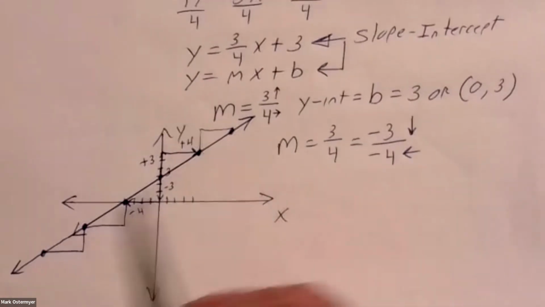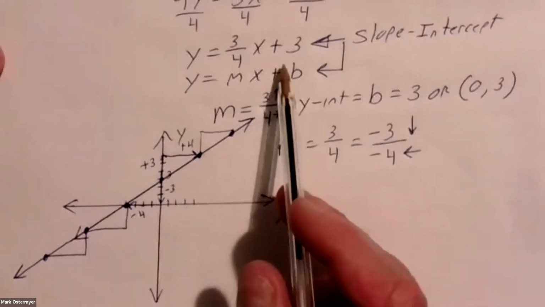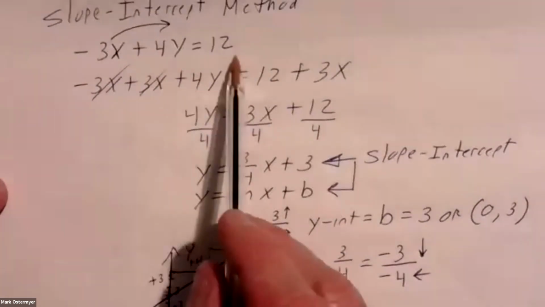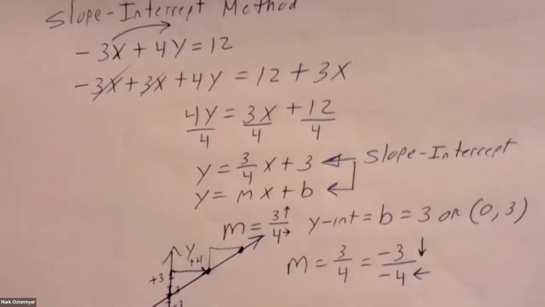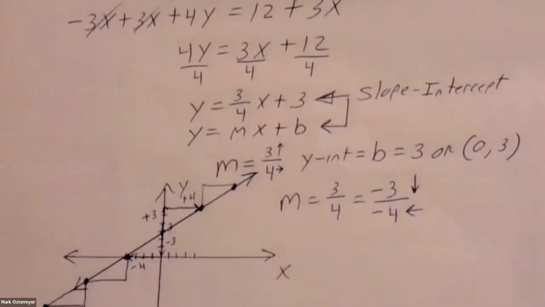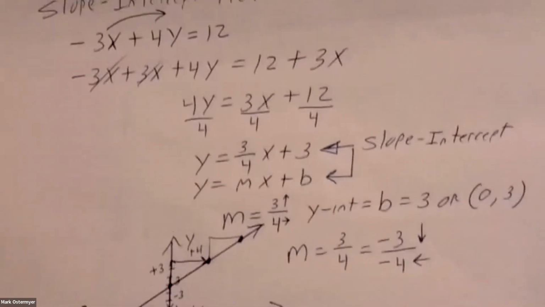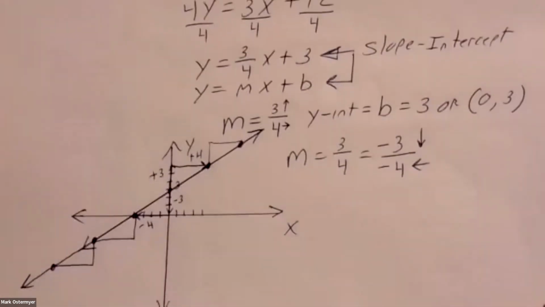This would be the graph of y equals 3/4 x plus 3, or the graph of negative 3x plus 4y equals 12. Any questions how we use a slope intercept method to graph this linear equation? Okay. There is another method to graph this linear equation or linear function. It's called the XY intercept method.